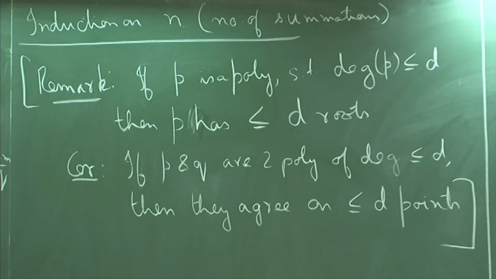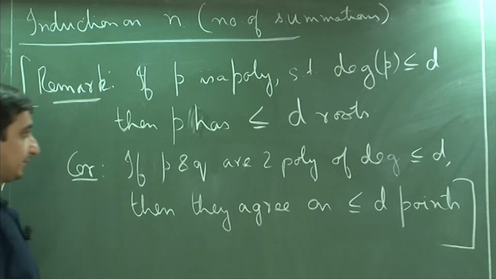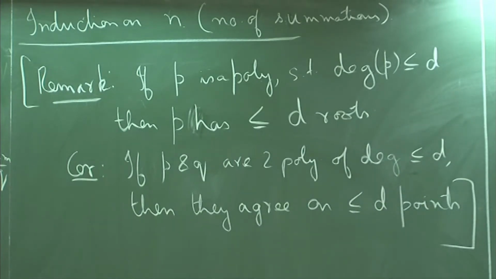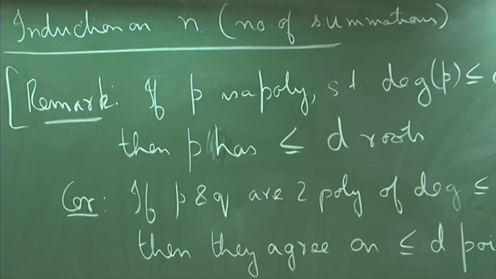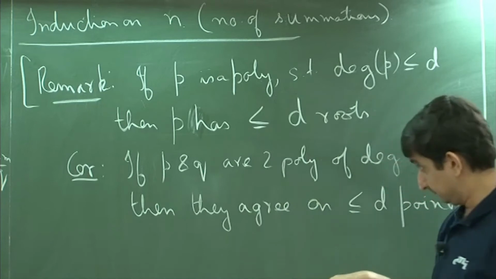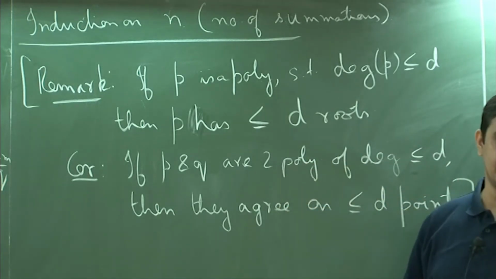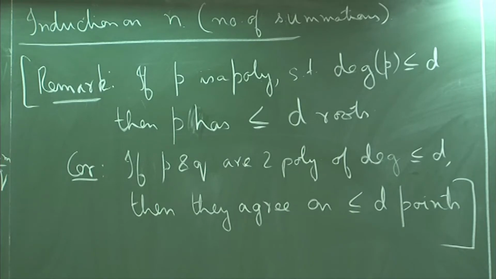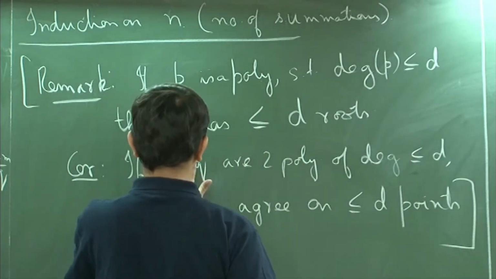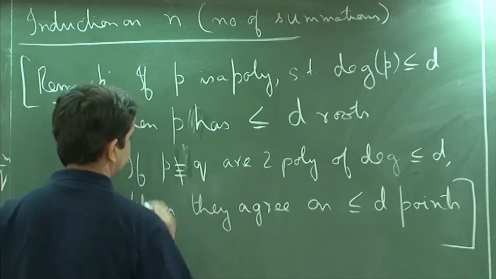Because if we take two polynomials P and Q, and consider their difference, the difference is also a degree d polynomial, and that polynomial again by our remark has at most d roots, and those are exactly the d points on which these polynomials will be equal. So, P and Q are two non-identical degree d polynomials, because if we take two identical polynomials, then they agree on all points, so it does not make sense.